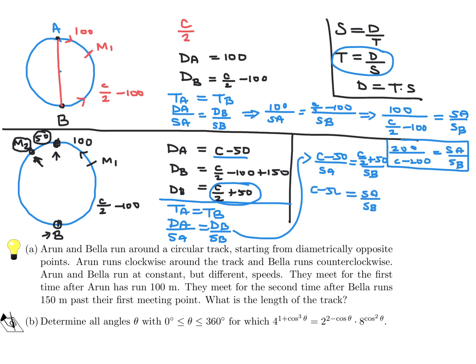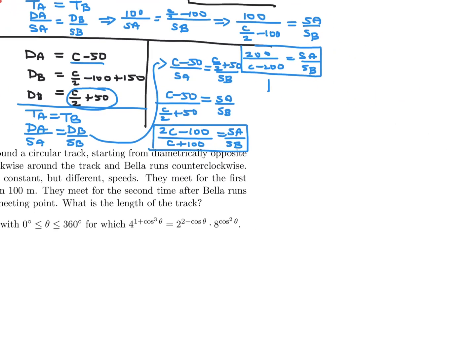That's c minus 50 over c over 2 plus 50. Multiply top and bottom by 2 to get 2c minus 100 over c plus 100 is SA over SB. There we go. So now we got two equations that have the same thing, and we can set them equal to each other. So that means that 200 over c minus 200 is equivalent to 2c minus 100 over c plus 100. Okay, great. All right, so cross multiply.